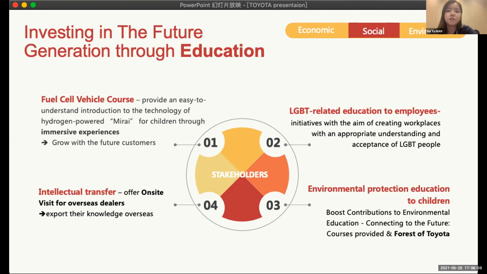They also spare no effort in investing in the future through education. We think it's a smart way for them to introduce a fuel cell vehicle course to children. It not only helps build awareness of environmental protection, but the immersive experience provided would help them grow with their future customers and guarantee sustainable growth. They also offer on-site visits for overseas dealers and export the knowledge to them so that they can support their business and growth together. In the next slide, our teammates will further discuss their efforts in terms of environmental investment.